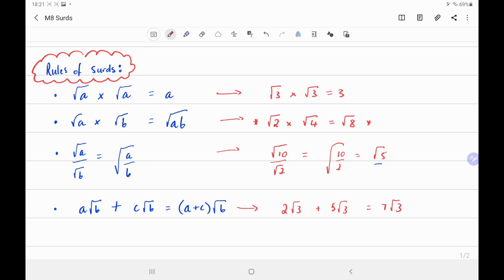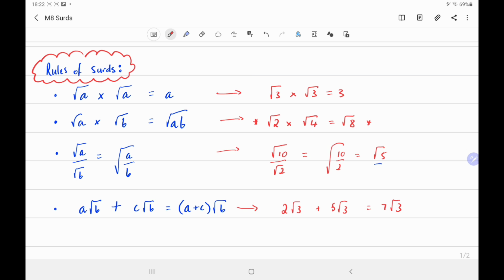The third one, if you have a fraction, surd in the top, surd in the bottom, a and b, you can just do a divided by b. So the square root of 10 divided by the square root of 2, you can say that that's the same as the square root of 10 divided by 2. So that's the same as root 5.